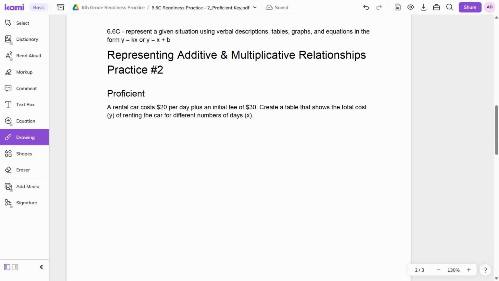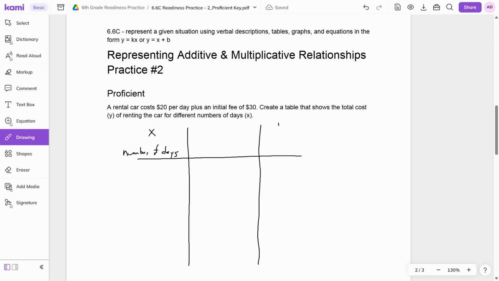Secondly, we have a rental car that costs $20 a day plus an initial fee of 30 bucks. So we need a table. Let's write our table here, and I'm going to add something. I've got X, so this is our number of days. And then we have our total, which is going to be Y, and that is the total cost.